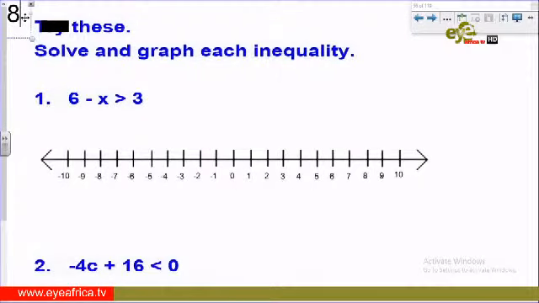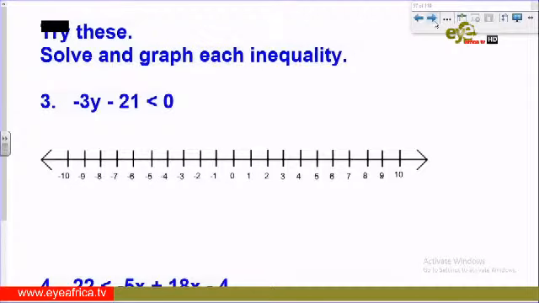We can still move on here. We have: solve and graph each inequality. 6 minus x is greater than 3. That's number 1. Now we'll move on to number 3. Solve and graph each inequality. Number 3 is negative 3y minus 21 is less than 0. We'll solve and graph both number 3 and 4.